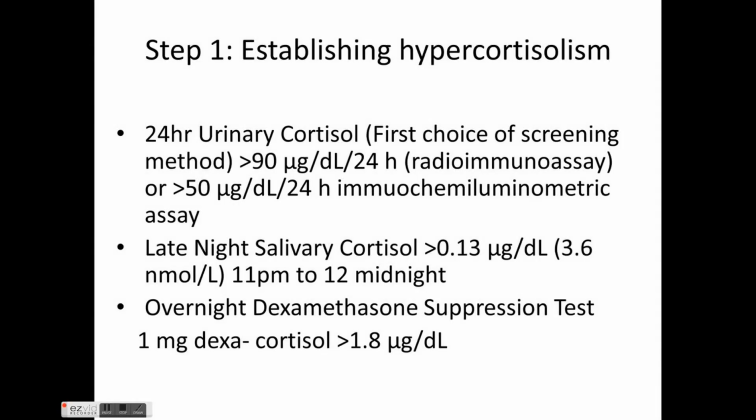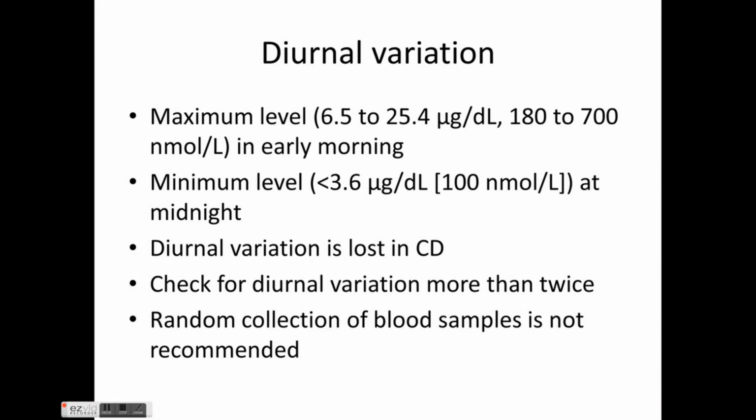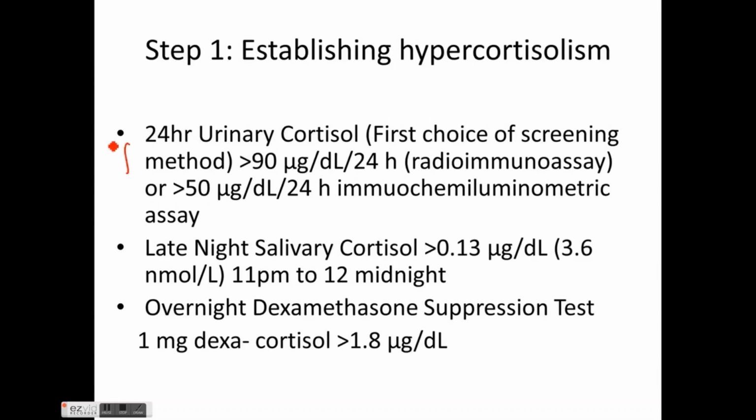So to establish hypercortisolism, we have these three steps: first, second, and third. The first and the most common, the first choice of screening is the 24 hours urinary cortisol, which, if found to be more than 90 microgram per 24 hours by radioimmunoassay, or more than 50 microgram per 24 hours by immunochemiluminometric assay, is suggestive of hypercortisolism.